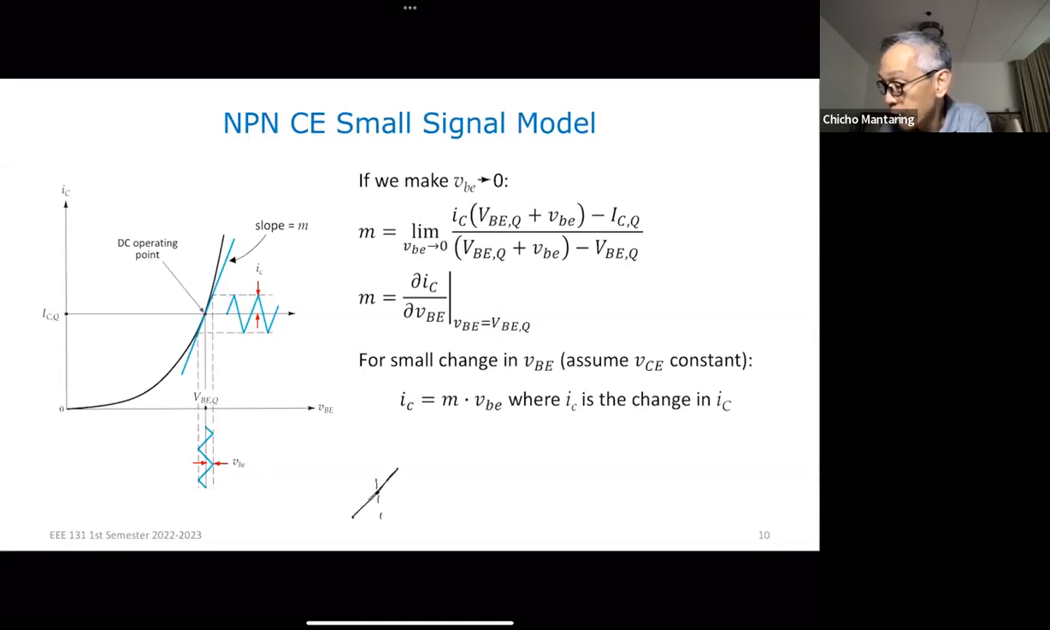I know the slope. I know the change. I have this point. I can interpolate this point, right? Because I know the change. I know the slope. I know this point. So I can interpolate the next point.